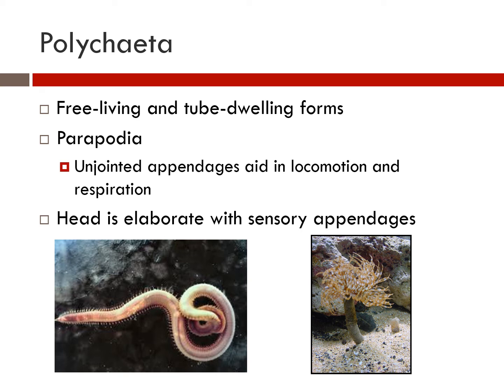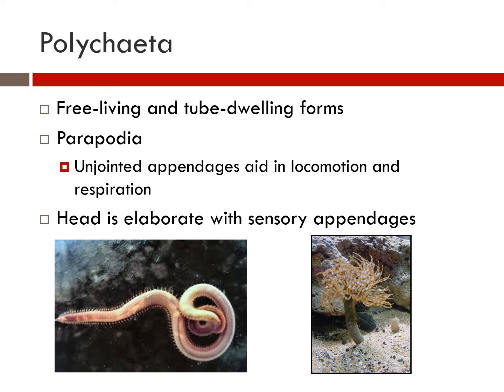The polychaetes. Polychaeta come in two forms: free-living and tube-dwelling forms. Apomorphies for them are going to be the parapodia. These are unjointed appendages that aid in locomotion and respiration. All the little things sticking off the side are the parapodia. And then the head is elaborate with sensory appendages. That can mean either little tentacles that feel stuff, or antennae. They're not necessarily going to have eyes. I don't think any of them actually have eyes. But they have sensory appendages, not always eyes or a nose or anything, that just help them feel the world.